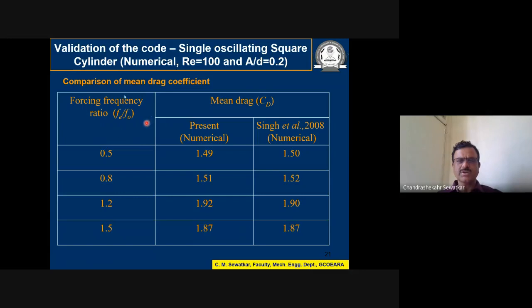So this normalized ratio is varied as 0.5, 0.8, 1.2, 1.5, and the results were available in the literature, given by Singh et al. Their numerical results indicate values of 1.5, 1.52, 1.9, and 1.87, and we also obtained similar kinds of values. So this indicates that the lattice-Boltzmann method can be well adopted for solving problems of flow around multiple bodies.